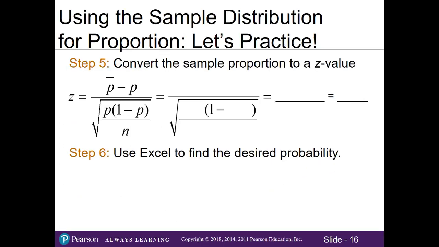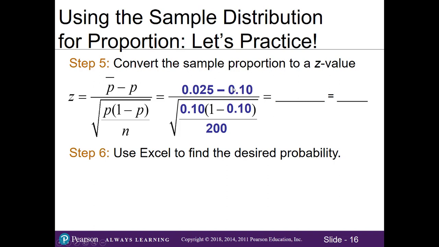In step 5, we'll convert our sample proportion to a z-value. So now I'll go ahead and plug in my sample proportion that we solved on the last slide of 0.025 minus our population proportion of 0.10. And then for our standard error, we'll plug in our population proportion and our sample size of 200. Note that in this part of the problem, we've changed our sample proportion as well as our sample size. So you want to make sure that you use the correct data from the problem.